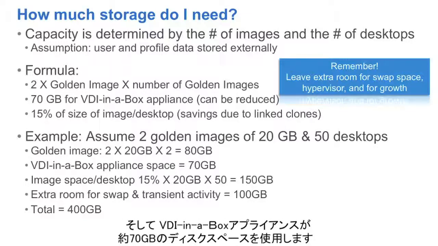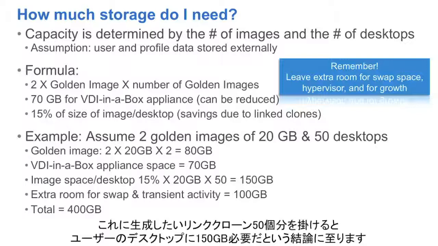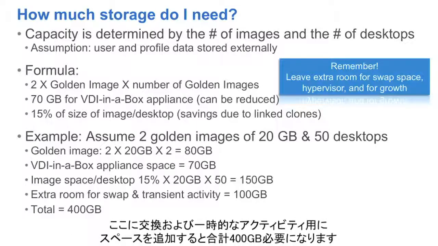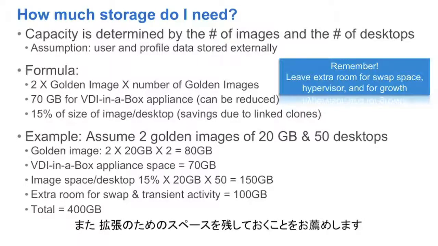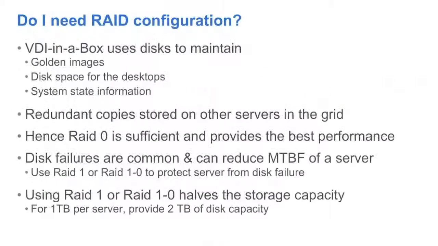In addition, the VDI-in-a-Box appliance will use roughly 70 gigs of disk space. Each linked clone that we generate will take roughly 15% of the 20 gig golden image that it is cloned from. Multiply this by the 50 linked clones that we wish to create, and we arrive at 150 gigs for the user's desktops. We add some extra space for swap and transient activity, and we arrive at a total of 400 gigs. It would be advisable to leave extra room for growth as well, so we recommend between 500 gigs and 1 terabyte per server so that there is plenty of room.